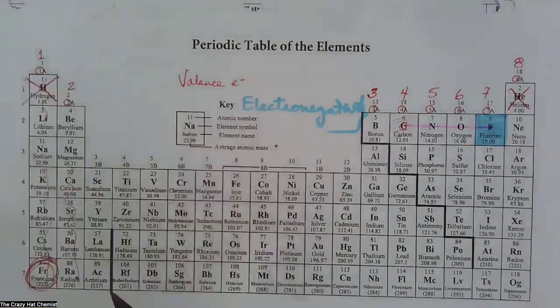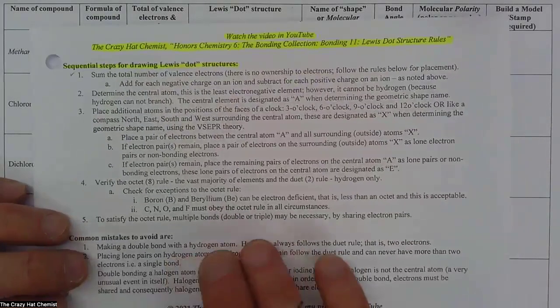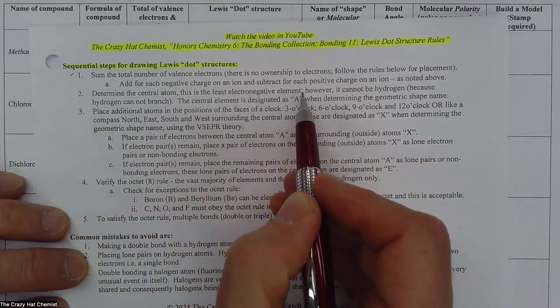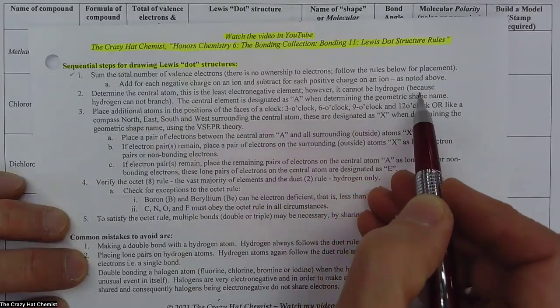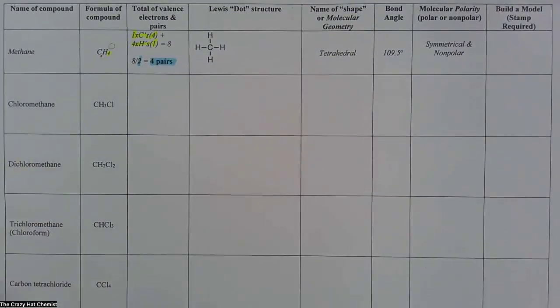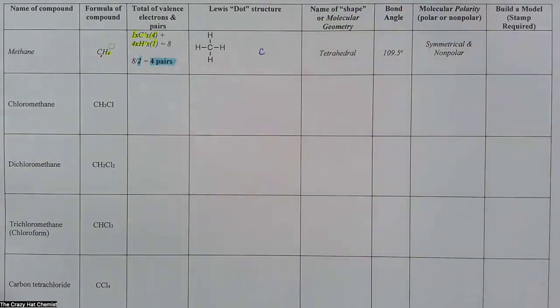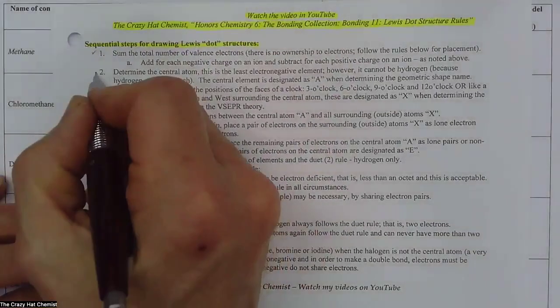Hydrogen is never the central element. So by default, from this rule here that I've spelled out for you, it says determine the central atom. This is the least electronegative element, which is the one that's furthest from fluorine. However, it cannot be hydrogen. Since it cannot be hydrogen, it must be the carbon. So the first thing that we're going to do is place the carbon in the center. All right, so now we have done rule number 2.